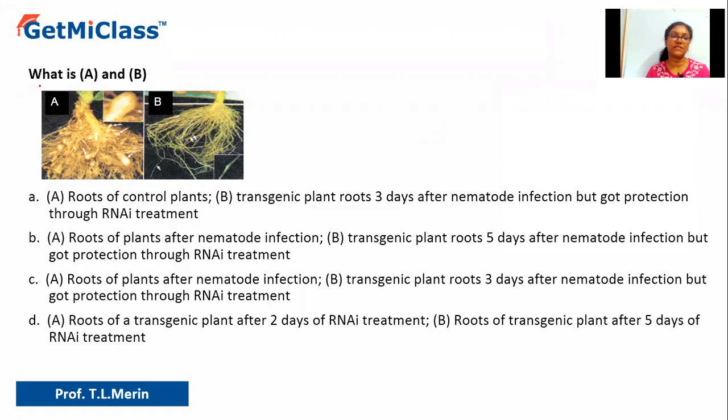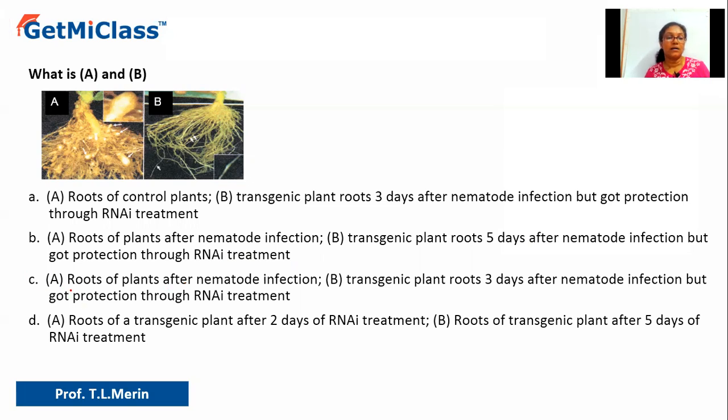So let's solve this question which says, what is A and B? They have given two pictures, A and B. We have to tell what these are. Option A: A is roots of control plant, B is transgenic plant roots 3 days after nematode infection, but got protection through RNAi treatment. Option B: A is roots of plant after nematode infection, and B is transgenic plant root 5 days after nematode infection, but got protection through RNAi treatment.